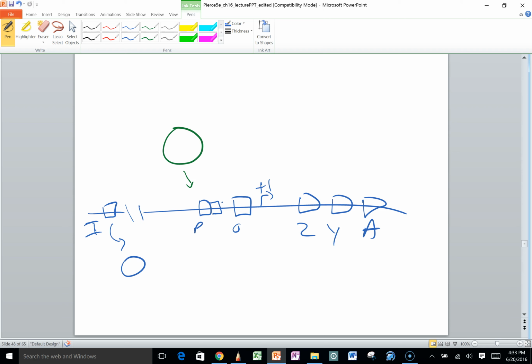There's another protein, let's make it red, called CAP. And this one's RNA polymerase. We need both of these guys to bind the promoter. So RNA polymerase probably binds over here, and CAP binds over here. And now RNA polymerase can transcribe the gene.